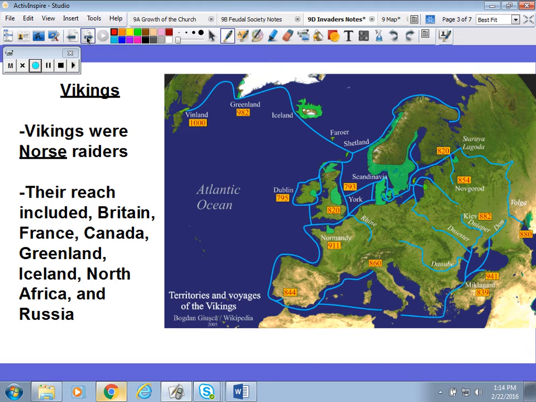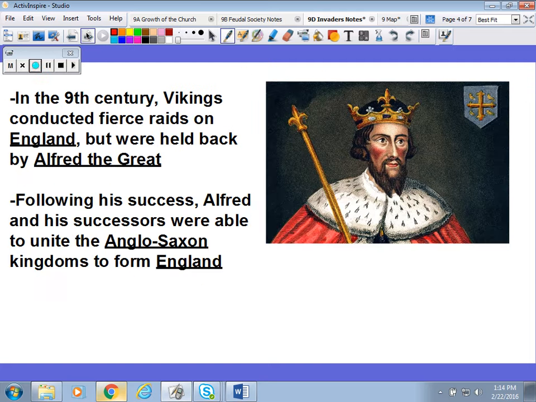They wreak a lot of havoc. When we say raiders, that means they're attacking towns. They're not capturing them and controlling them. They're sacking, they're looting the towns. They're going into a town, they're burning it to the ground, they're killing everyone, and they're taking all the loot. Okay, that's a raider, and then they're leaving. Alrighty, so the Vikings are Norse raiders. They're going to create a lot of havoc.